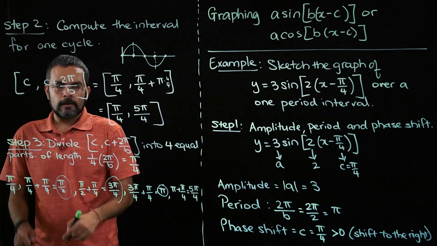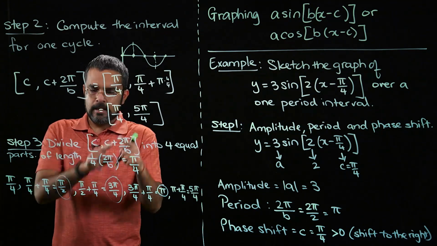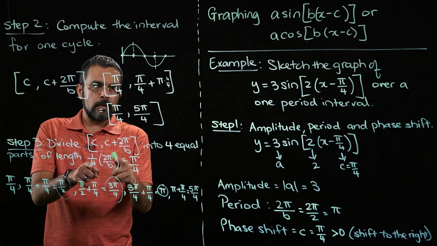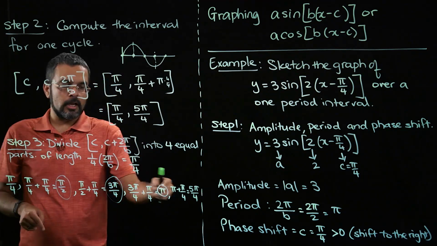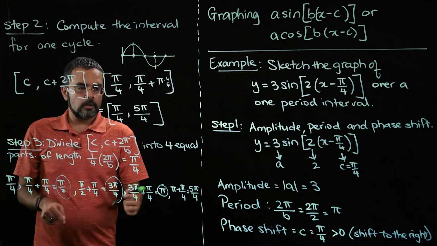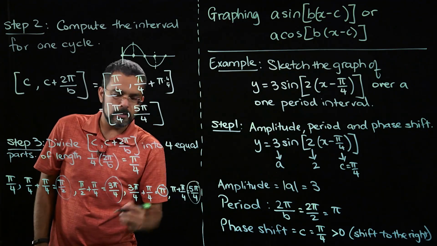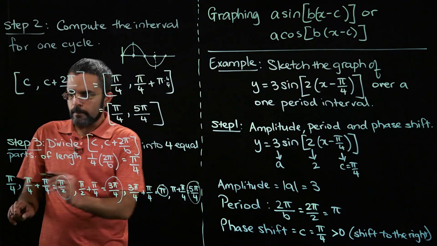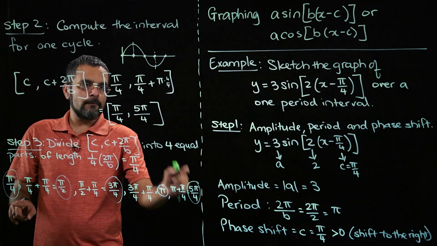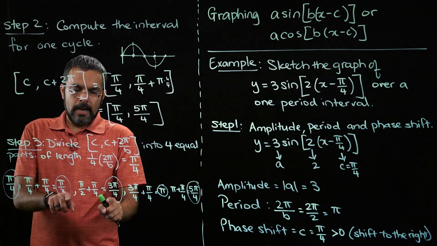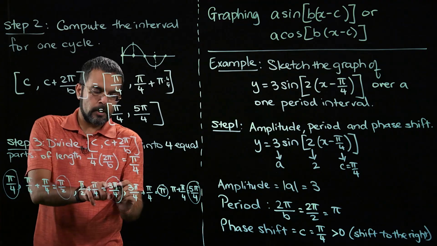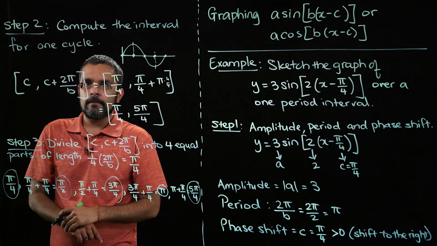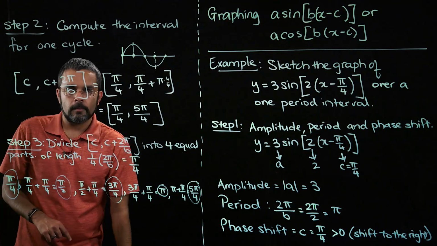So if you do this correctly, and if you start from here and keep adding 1/4 of the period, you're going to end up at this point. If you don't, you've probably made some addition error. Okay, so these are my key points, right? These are our 2 endpoints, pi over 4 and 5 pi over 4, the endpoints of my interval, and then I have divided that into 4 parts. So I get these 3 key points, that is pi over 2, 3 pi over 4, and pi. Okay, so take a look at this for a minute.